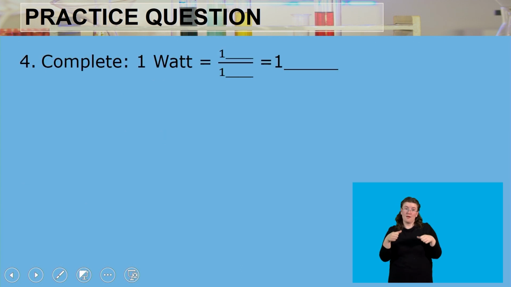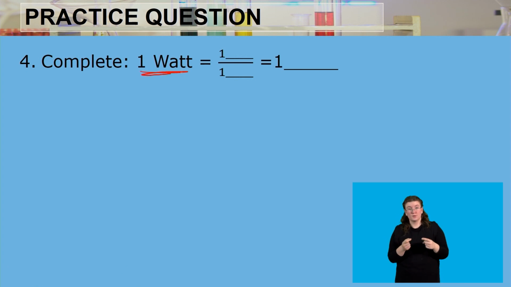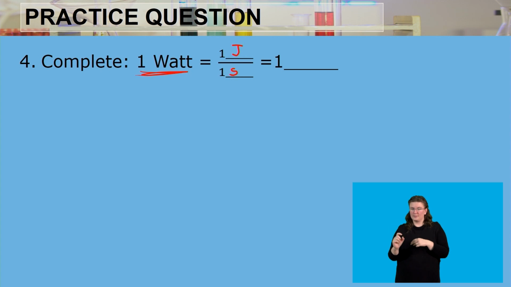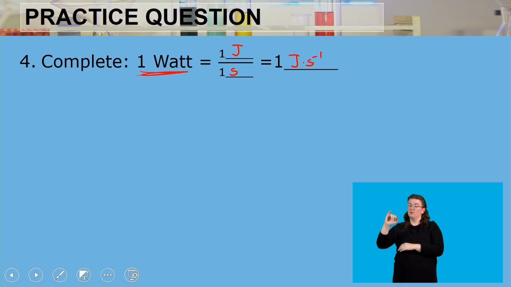Now the next question is asking us to complete this. We have 1 watt. What is 1 watt equal to? We should know that 1 watt is actually 1 joule of energy per second, or over 1 second. So this is going to be 1 joule over 1 second, which is joule per second. S for second, so let's write it small so that you can see. It needs to be to the exponent of -1, and the J must be a capital letter. So 1 watt is 1 joule of energy over 1 second, or 1 joule per second.